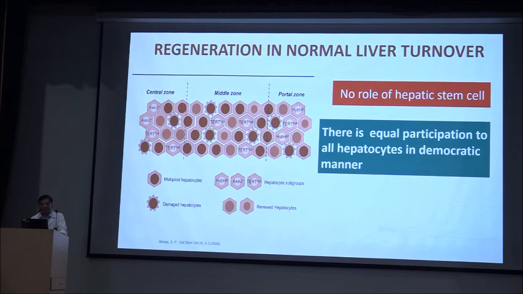That means if cells are being lost in the portal area, central area, or mid-zone area, the hepatocytes near those dying or senescent cells are the ones that proliferate and replenish those cells.